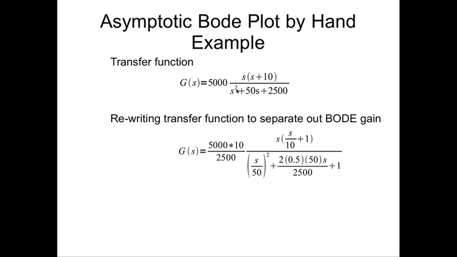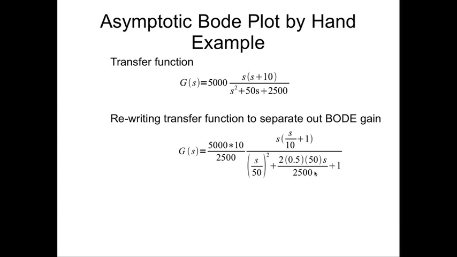The first step is to rewrite the transfer function to separate out the Bode gain, and this is how the end result looks. What I've done is essentially brought this 10 out like so. So I have to divide this s by 10, and then I brought 2500 out like so. So I have to divide the entire thing by 2500 here. 2500 happens to be 50 squared, so I wrote this as s divided by 50, the whole squared. And this 50 here, I've written as 2 times 0.5 times 50 divided by 2500 times s.